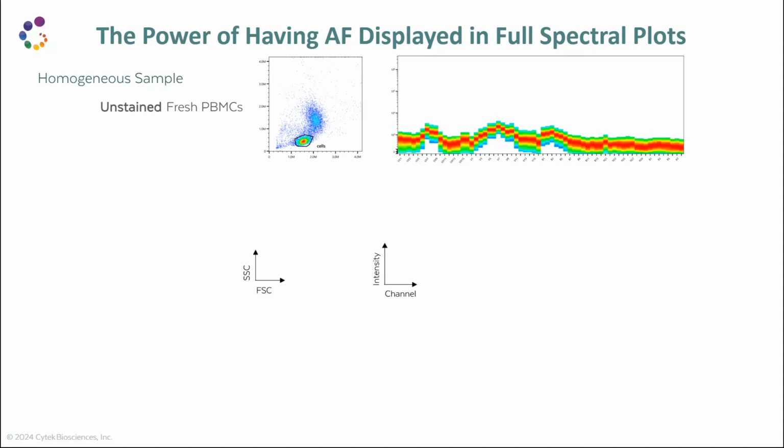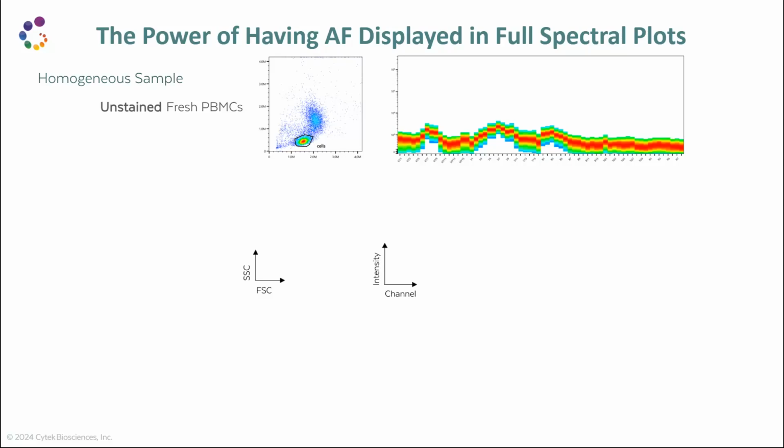And let's say you are very used to running fresh PBMCs. What you're seeing there is data from unstained PBMCs. You see in the scatter plot the lymphocytes gated, and then the signature for those lymphocytes, very mild autofluorescence, a little bit out of the UV detectors, violet and early blue detectors.